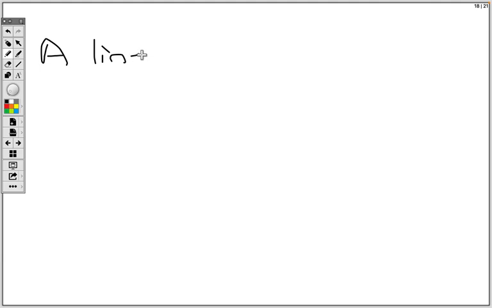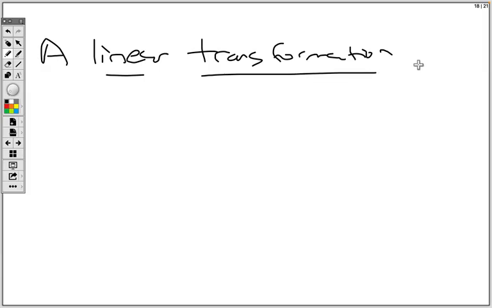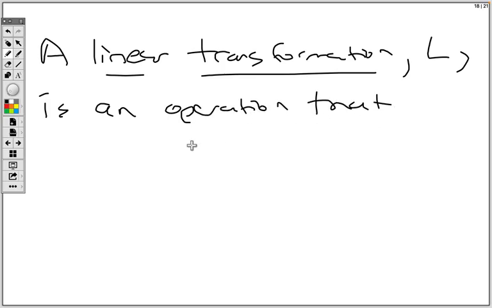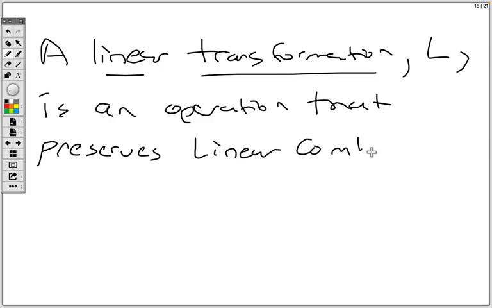A linear transformation, we'll call it capital L, is an operation that preserves linear combinations.